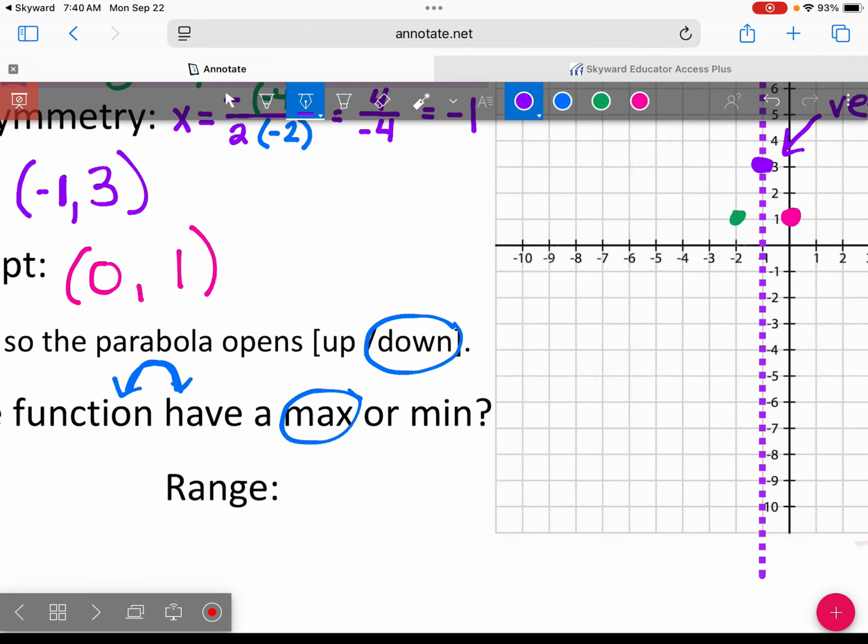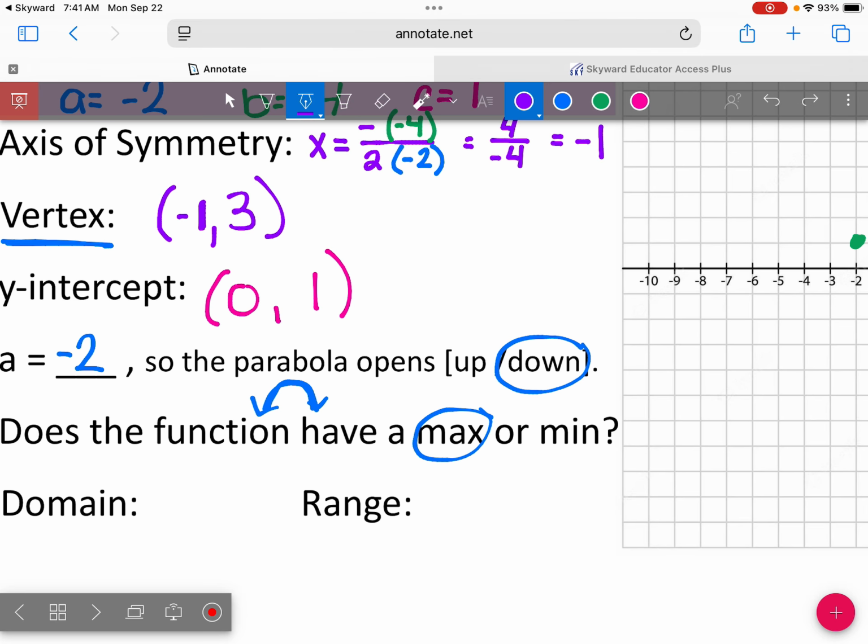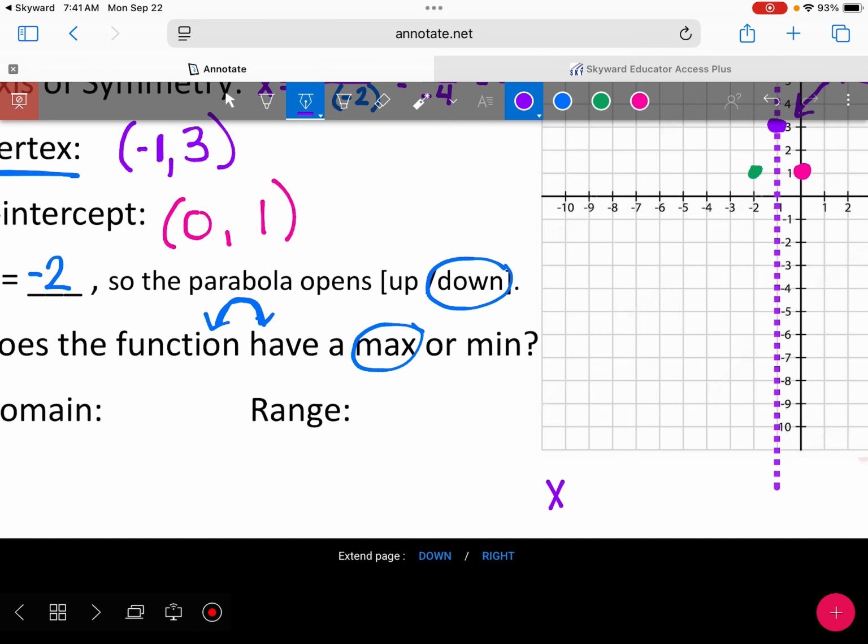I want to know the y value when x is 1. And you could make a table. We could substitute in values, do all that jazz. But if I know what happens when x is 1, that means I'm also going to know what happens all the way over here because, again, they're going to mirror each other.